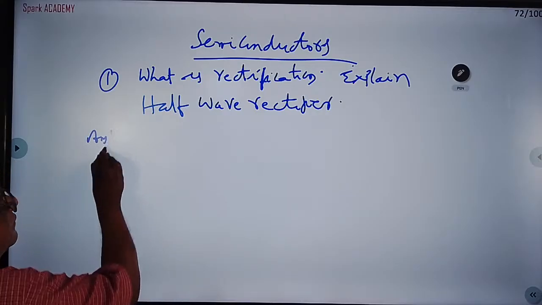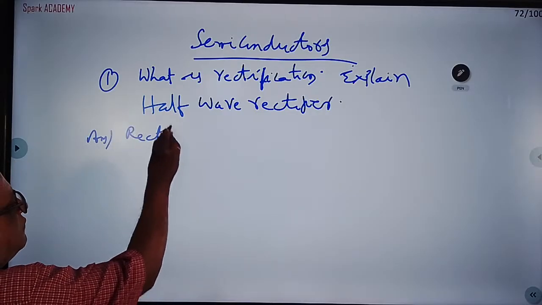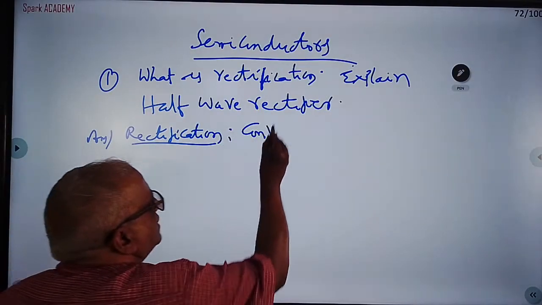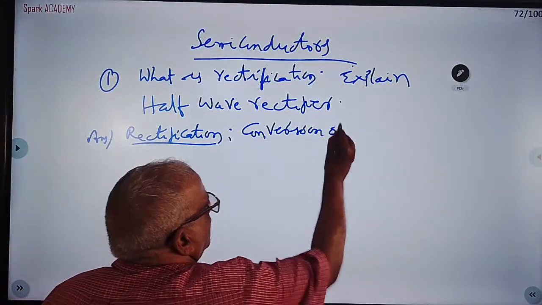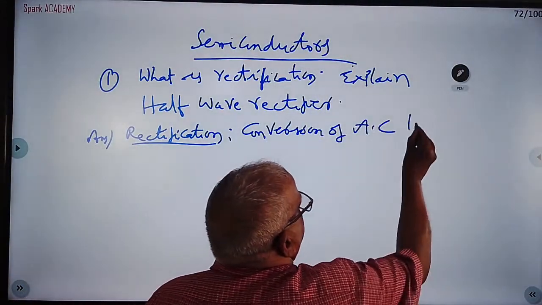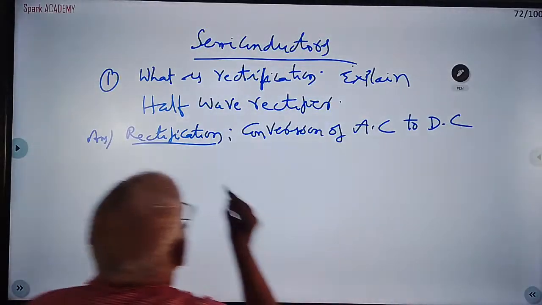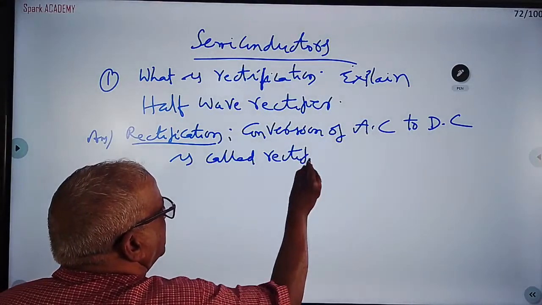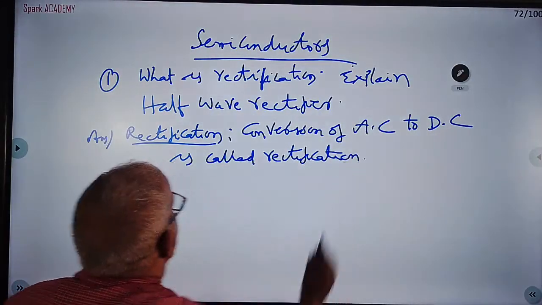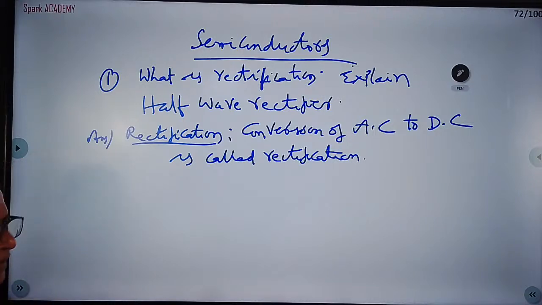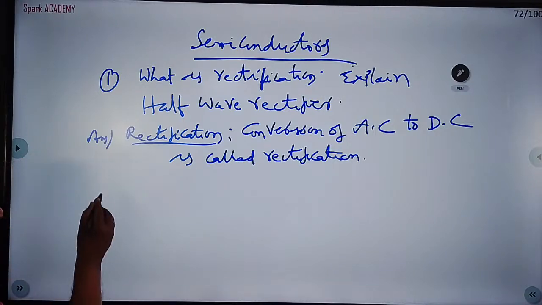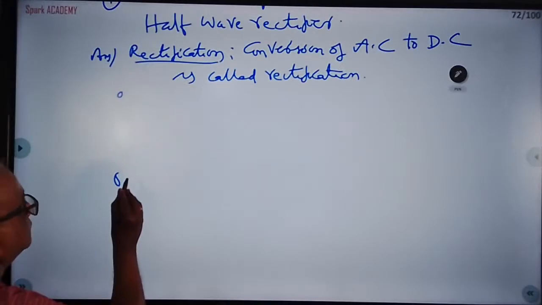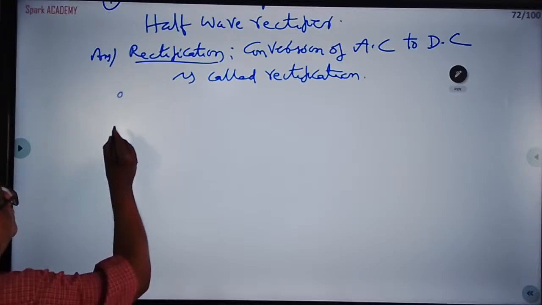What is rectification? Conversion of AC, alternating current, to DC is called rectification. That can be done by a half-wave rectifier. What does the diagram of a half-wave rectifier consist of? I am drawing the diagram.